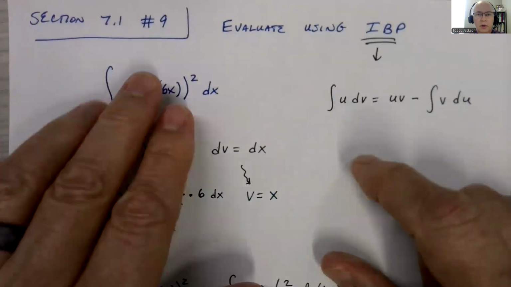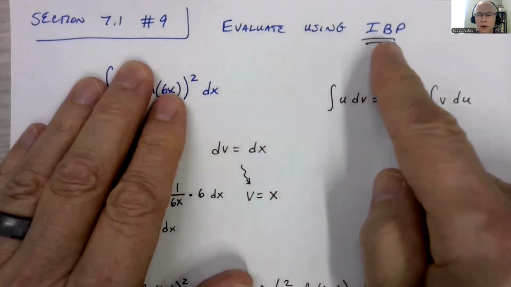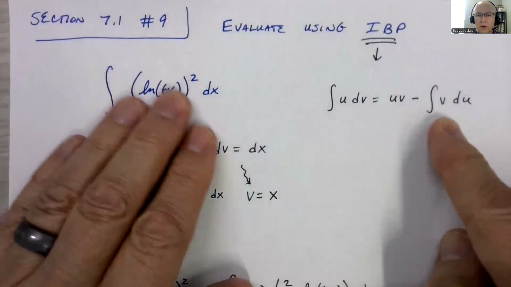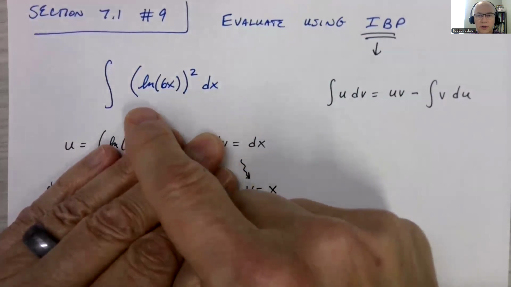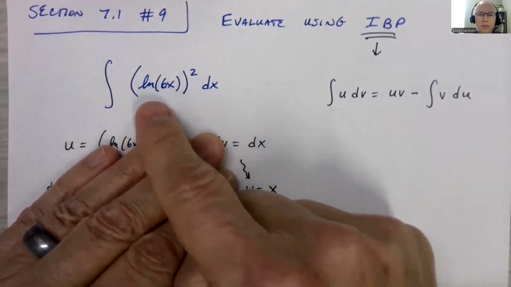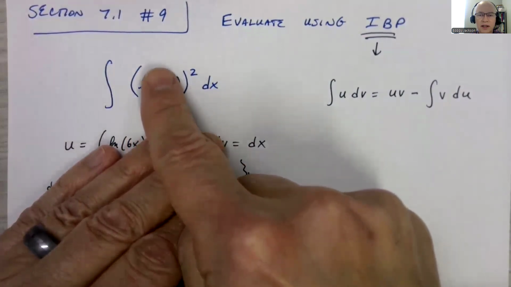Okay, let's take a look at number 9 in section 7.1. We're going to evaluate using integration by parts, and here's our integration by parts formula. If we look at the integral we're integrating, it seems like it's more like a substitution type problem maybe, but really we have the natural log of 6x inside the squaring function.